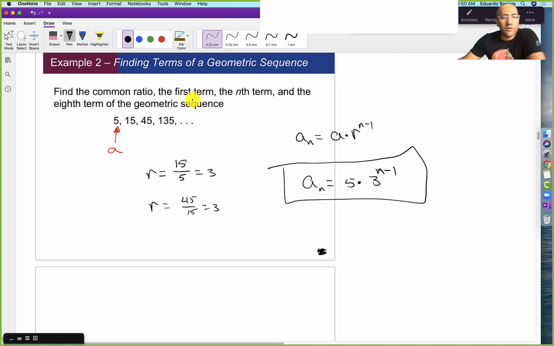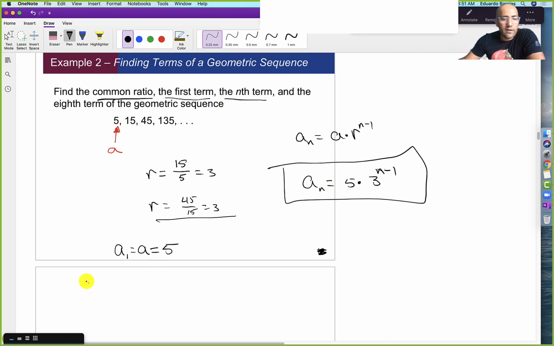So we found the first term. So the answer, what's the first term? This part. Find the first term. Find the common ratio. Okay, the common ratio was here, r. The nth term, okay, that's that guy. We answered that. And the eighth term.